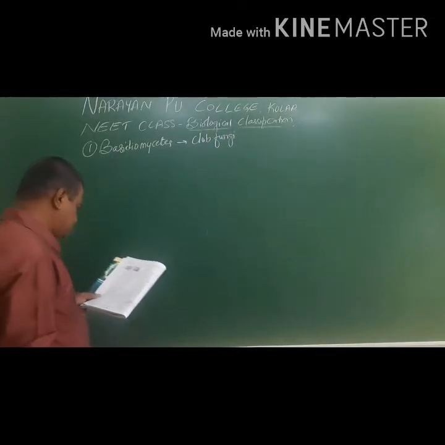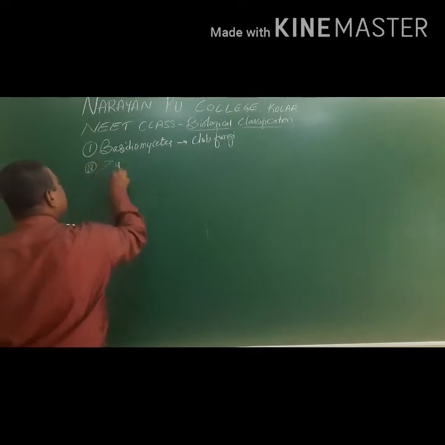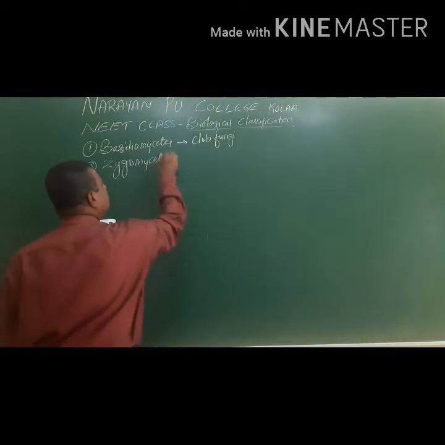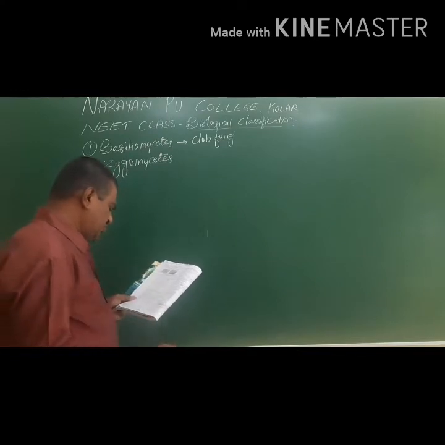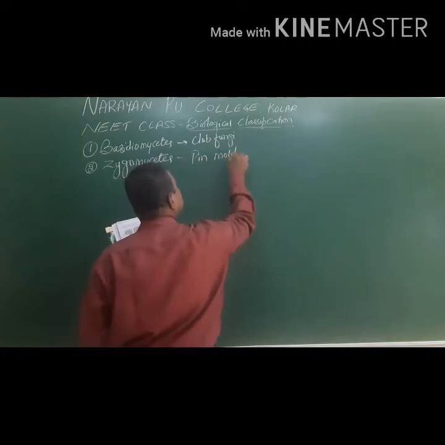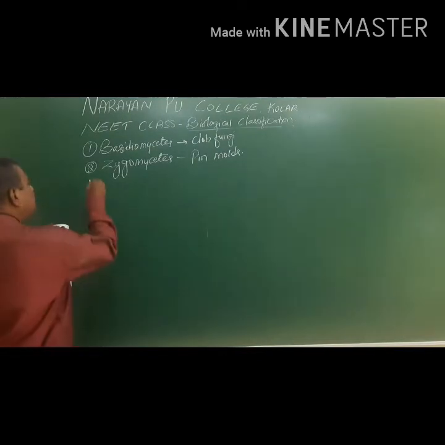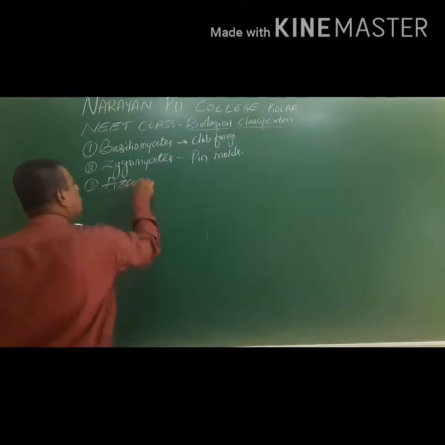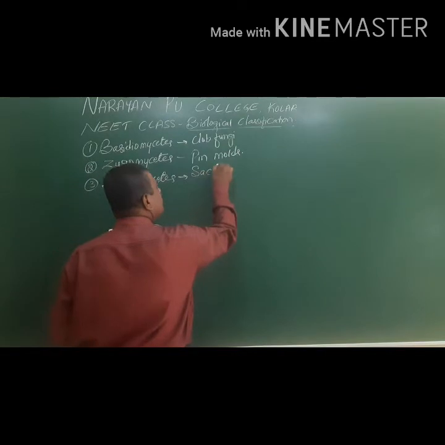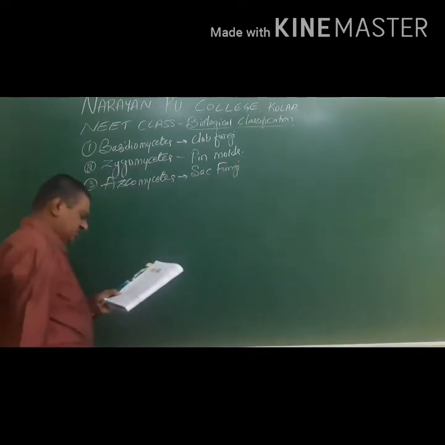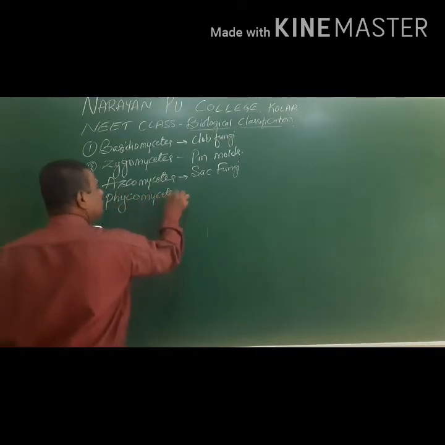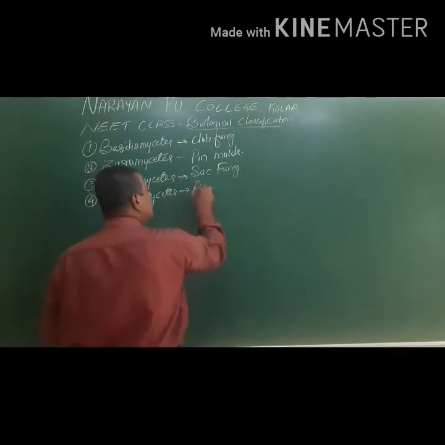The second one is Zygomycetes, commonly called pinmouths. The third one is Ascomycetes, commonly called sac fungi. And the fourth one is Phycomycetes, commonly called algal fungi.